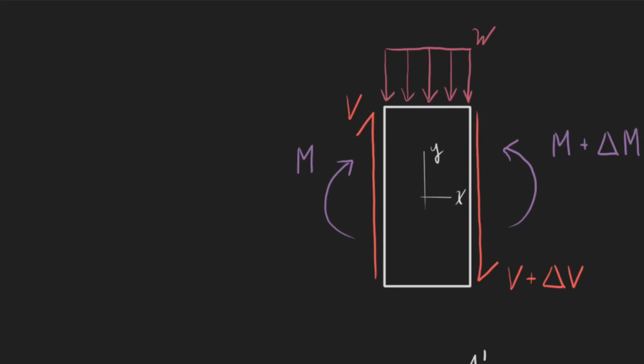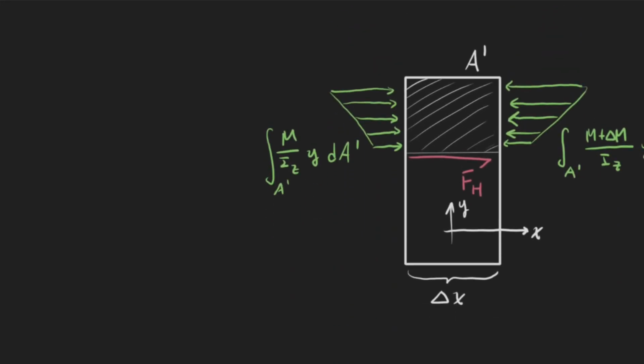So if we imagine we take a slice from the top right here, I'm just concerned with the horizontal direction, because we're just going to do a sum of the forces in the x direction. So on this slice, theoretically, I'm going to have my moments applied in the x direction.